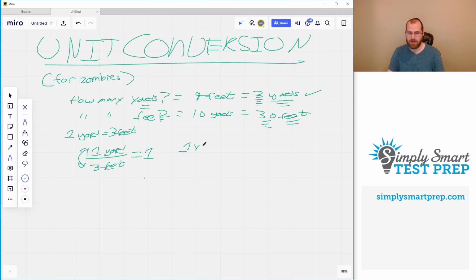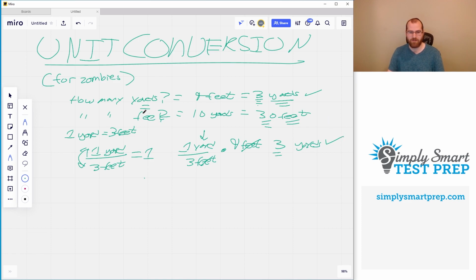That's 1 yard over 3 feet, now times 9 feet. So I'm putting 9 feet in this conversion machine. I can cancel out the feet. I'm left with the unit of yard, or yards, right over here. And then I do the numbers, 1 times 9 over 3, that equals 3 yards. That's my answer, and that checks out.